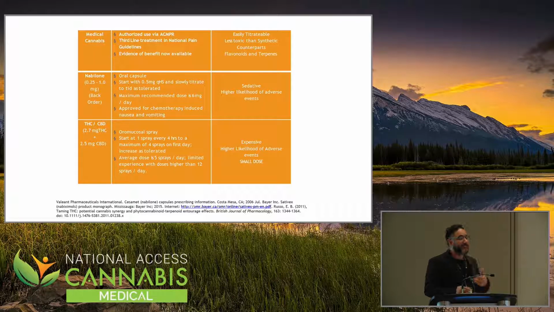Doesn't make a lot of sense, but at the same time, it's really good for specific populations. It's good for the elderly population. It's good in hospital.